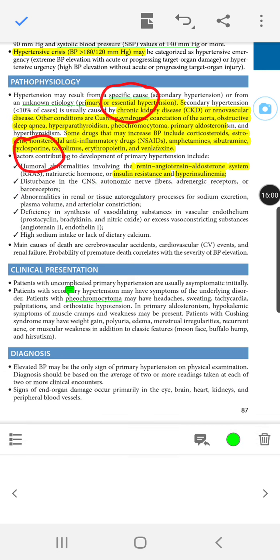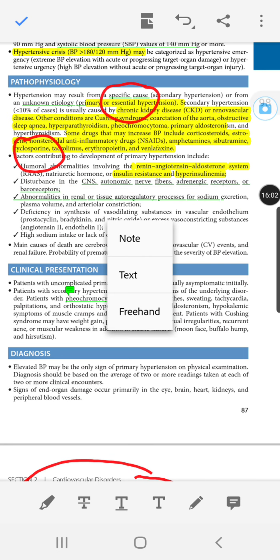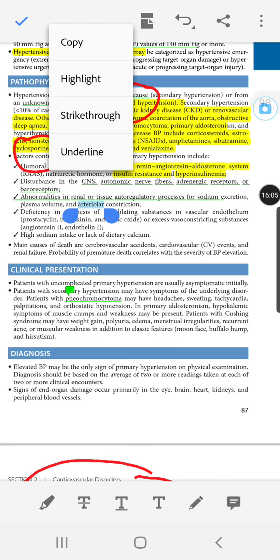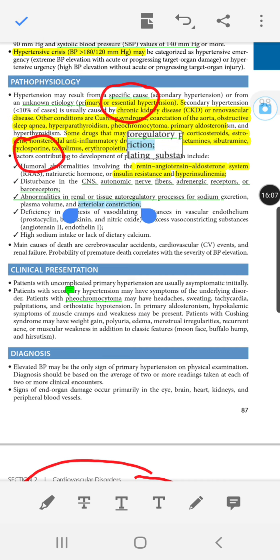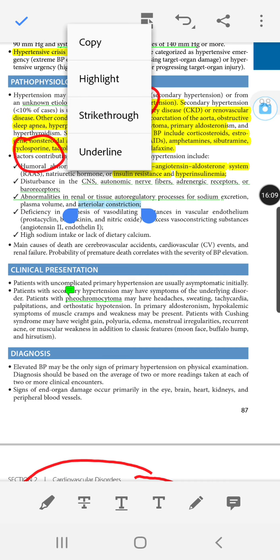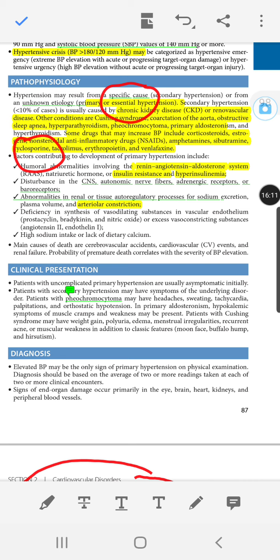Or if there is arteriolar constriction, if there is a constriction of arterioles, so when the artery constricts, the blood pressure increases because the pressure put on the vessels and arteries is increased, which increases the blood pressure.